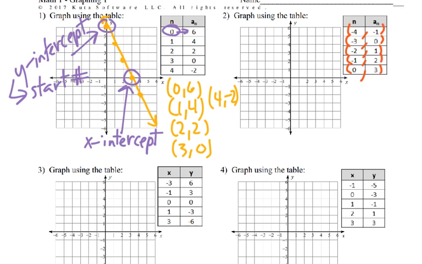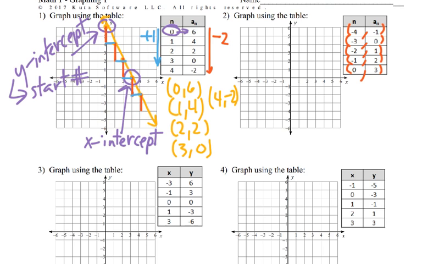Then we should also be able to notice that on our table, as our table grows, here we're subtracting 2. From every point to get to the next point, we're subtracting 2. And on our input, our x, our n, that's going up by 1. We see that as we go to the right. So for each point, we go down 2 to the right 1, down 2 to the right 1. That's reflected in those tables. Alright, so let's graph number 2.